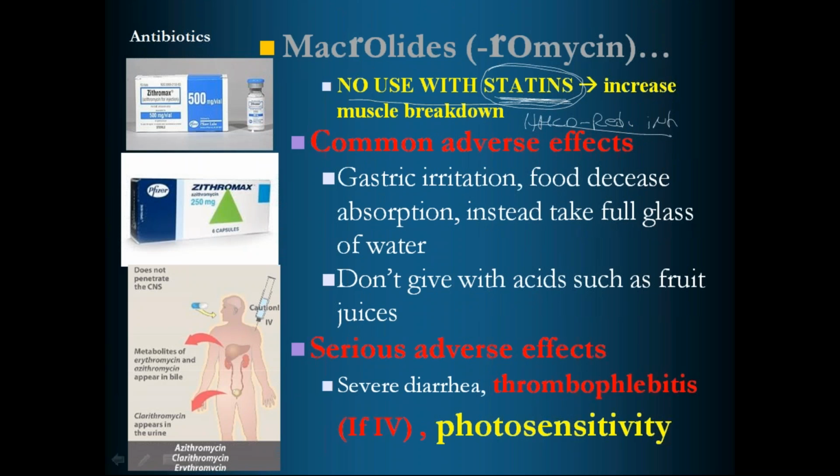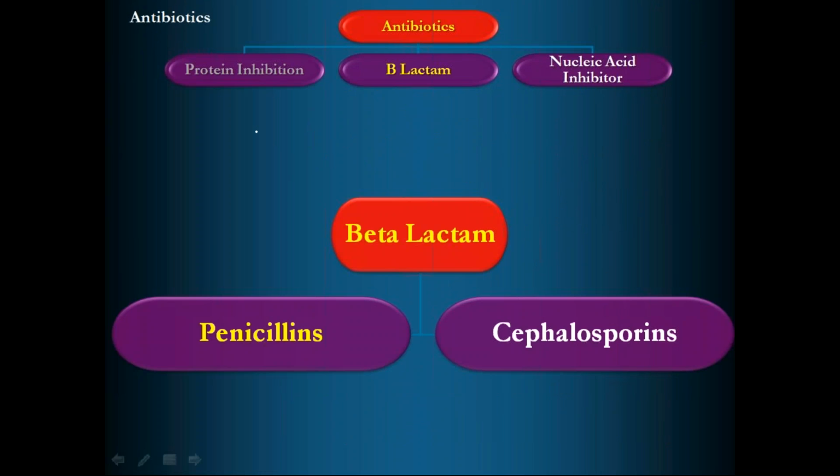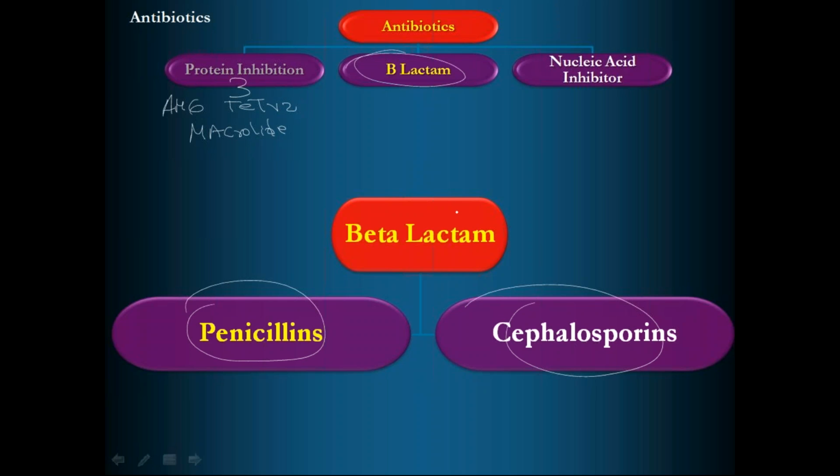The next one, if you see here, we have the protein inhibitors. What did we have? We have the aminoglycosides, we have the tetracycline, and we have the macrolides, right? So we have three in the protein inhibitors. Now, for the beta-lactams, this is fading, and now this is lit, that is what is coming. Beta-lactam, we have penicillins and we have cephalosporins.